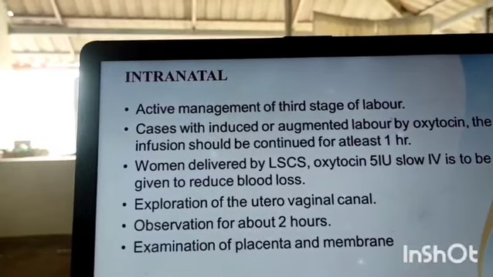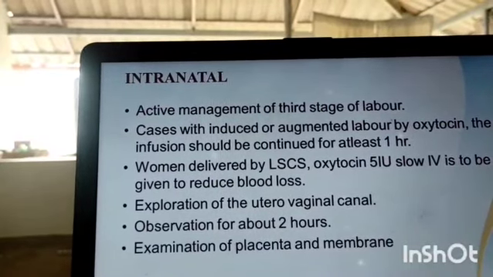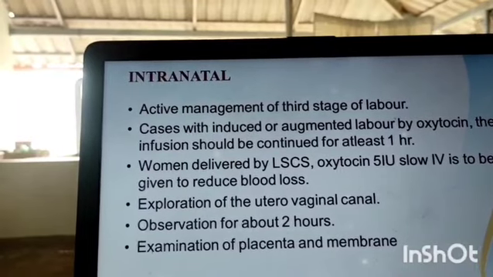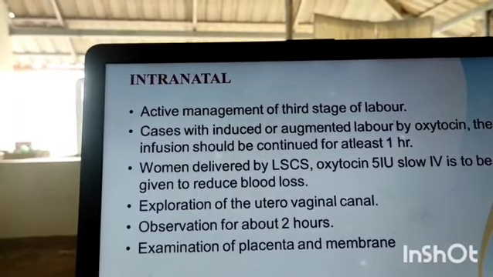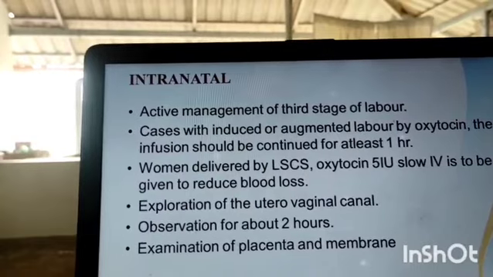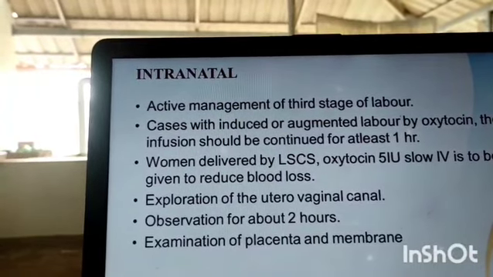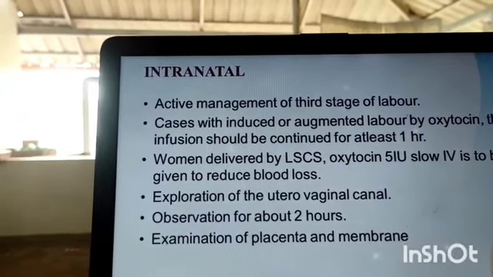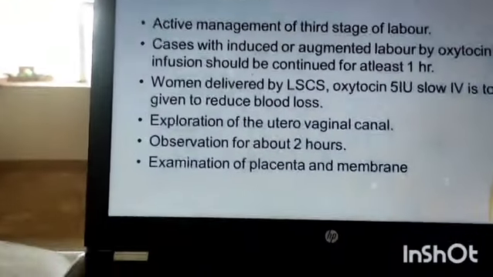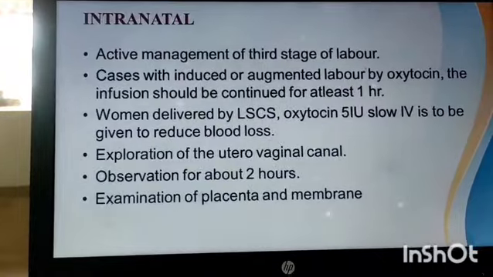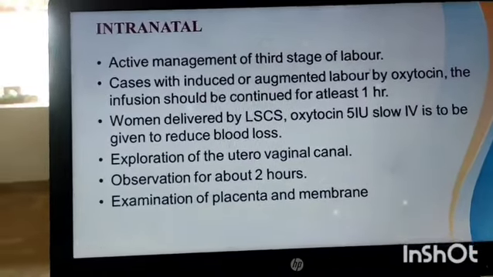Then exploration of the uterovaginal canal. After delivery, we should explore the uterovaginal canal for any bits of placenta or blood clots inside the uterus. We should check. Then after that, observation for about 2 hours. Then last one, examination of placenta and membrane. We should check the placenta and membrane clearly to see if any bits are left inside the uterus or not.